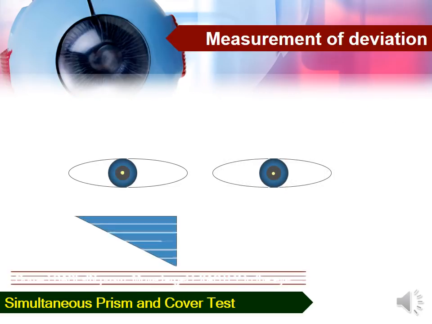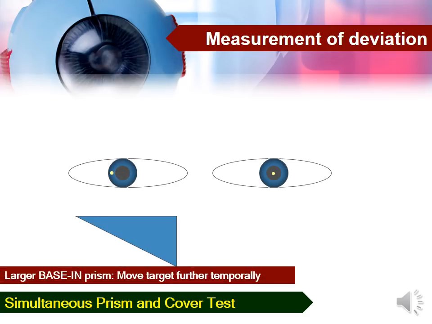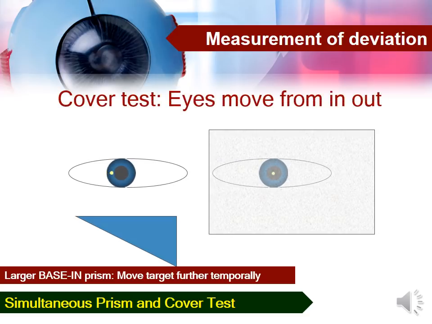If you further increase the prism power, the prism will shift the image more temporally, beyond the fixation axis. Now when you cover the left eye, the right eye will now move from in to out to regain fixation.